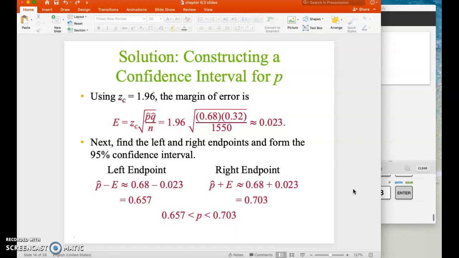So our confidence interval, our population proportion, falls between 0.657 and 0.703.